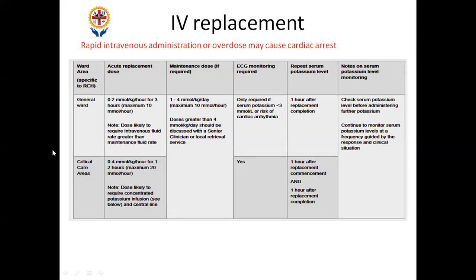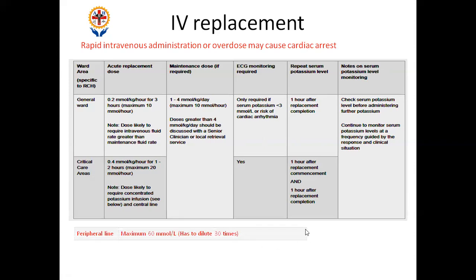So you need to write the prescription: take 2 ml KCl, mix it in 50 ml of NS, and give it slowly over 1 hour. Or you can give it over 2 hours also. Is it clear what I'm telling? Any doubt here?